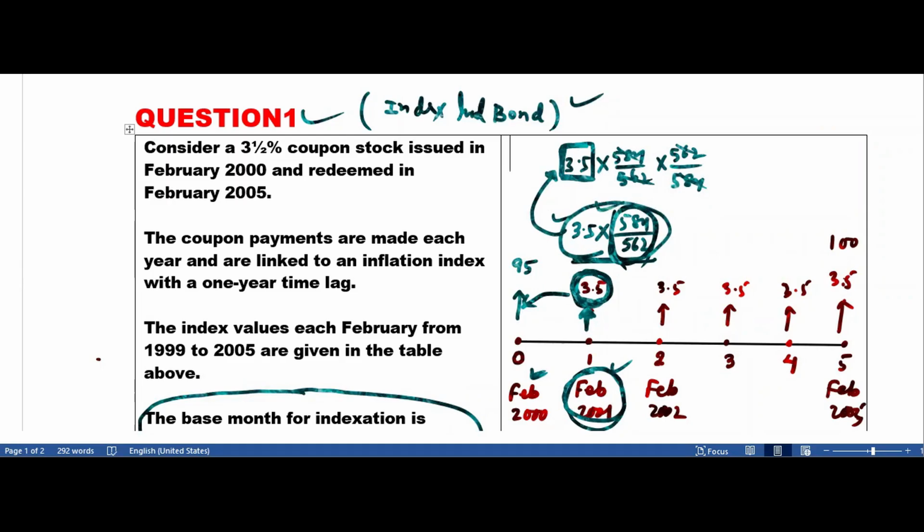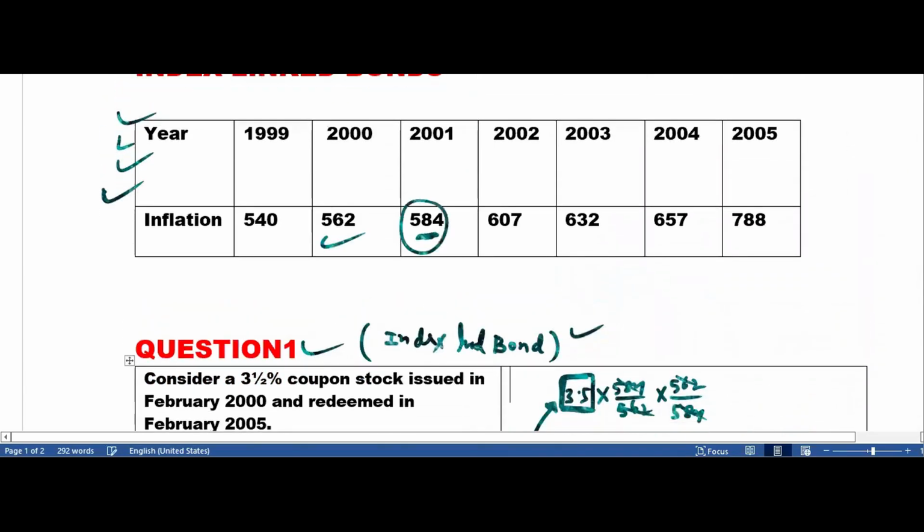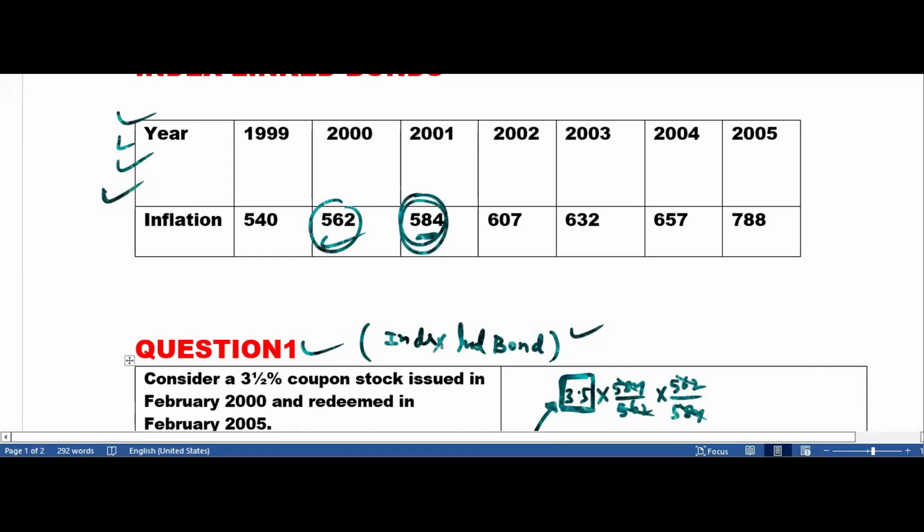So exactly at this point, at least this one is not available. 584 is not available. This is available. 562, 1 year before, this is available. This is not available. So instead of taking these two, in index linked bonds, they take with a lag. Instead of taking these two, you consider these two. This one and this one.